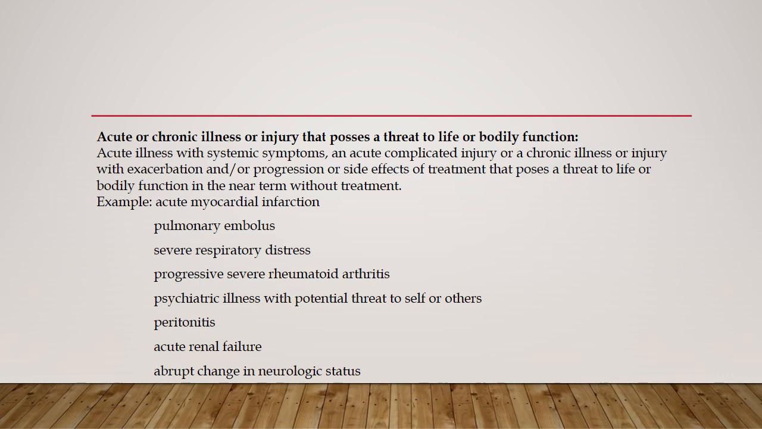Then last one, acute or chronic illness or injury that poses a threat to life or bodily function. So it can be an acute condition or a chronic condition, but that particular condition is life threatening or threatening to a bodily function. Functioning of the body means it can be classified under this category. Without treatment it will be life threatening, means you can categorize it under this category. Many examples are given here. You need to note that, so that it will be helpful for you while doing questions. Example: acute myocardial infarction, pulmonary embolus, severe respiratory distress, progressive severe rheumatoid arthritis, and so on.